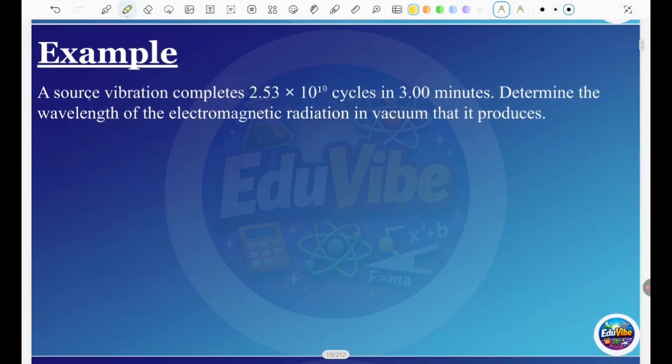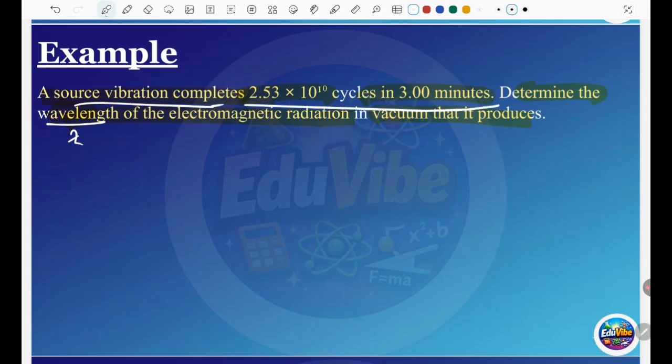The question says the source vibration conveys 2.5 × 10^10 cycles in 3.00 minutes. Determine the wavelength of the electromagnetic radiation in vacuum that it produces. What do we have to find? The wavelength. They didn't give us anything directly, but they gave us the source term. The word cycles is our key word here.